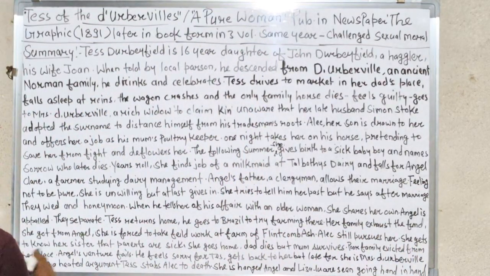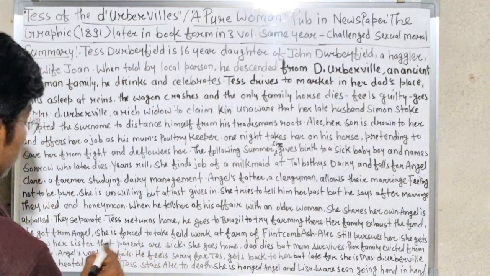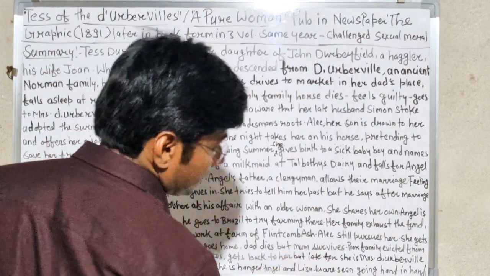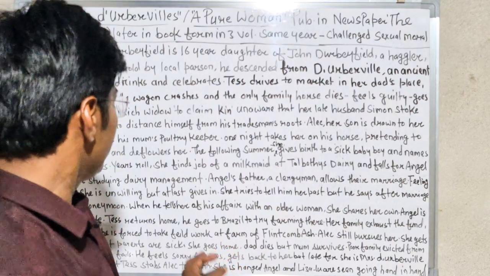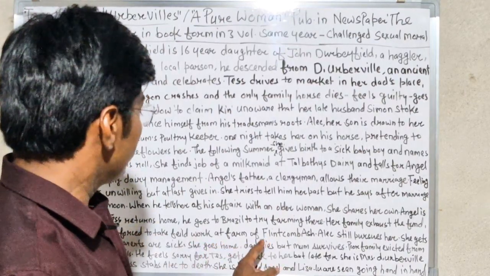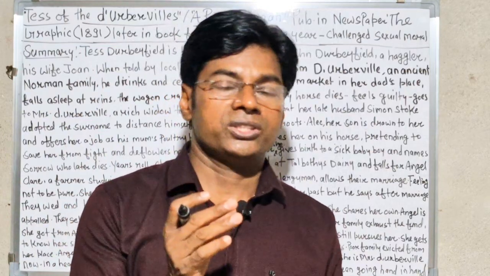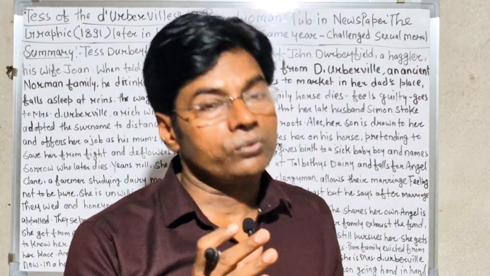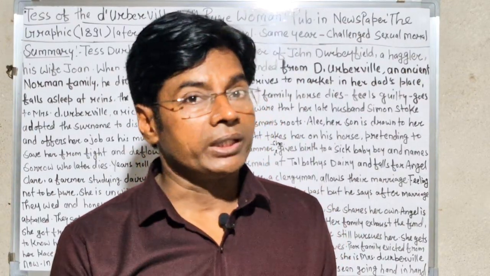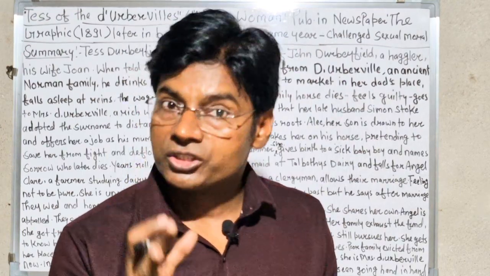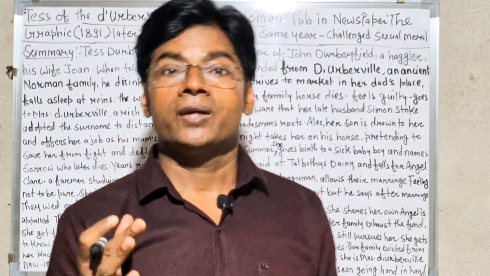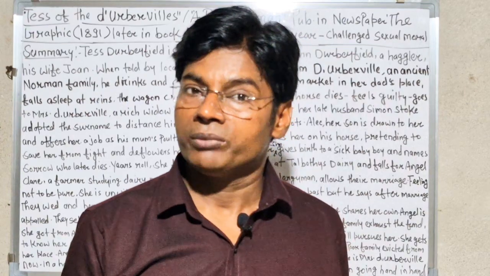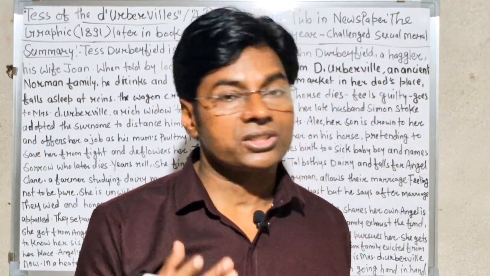She gets to know from her sister that her parents are sick. She goes home, dad dies, but mom survives. So now she has become a farm worker at Flintcomb-Ash. Still, Alec is chasing her. Still, Alec wants to have a relation with this woman. Though he knows that she is married, yet he is bothering her. In the meantime, one day she gets the news of the sickness of her parents from her younger sister Liza-Lu.